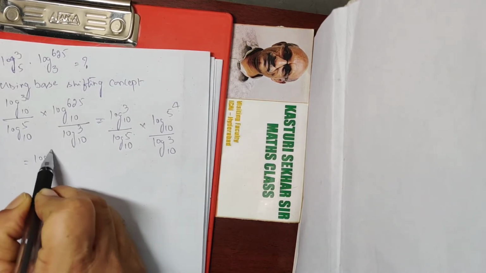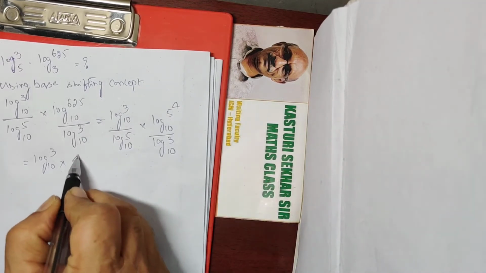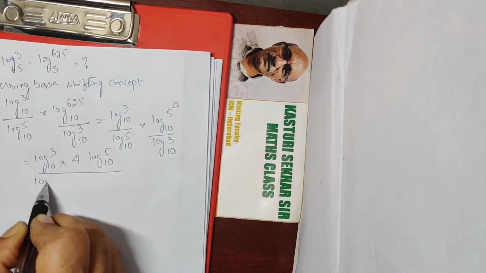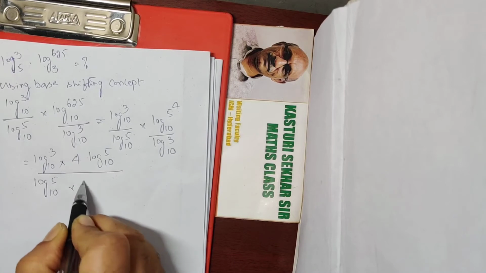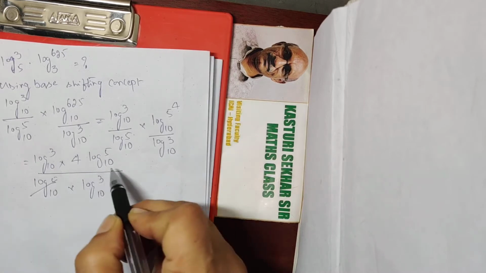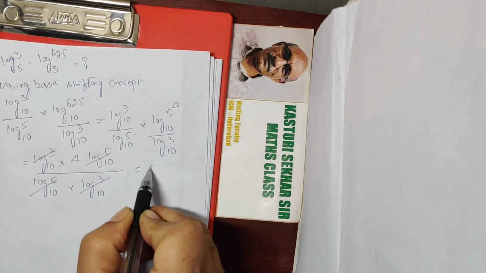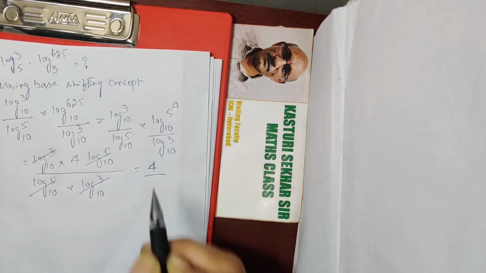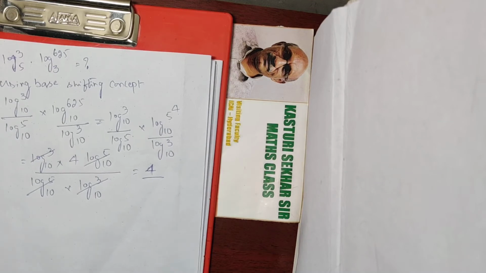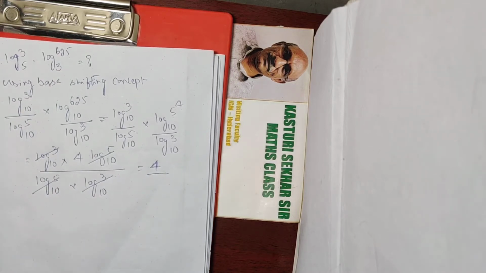This is equal to log 3 to the base 10 into, since log a power b can be written as b log a, 4 log 5 to the base 10, divided by log 5 to the base 10 into log 3 to the base 10. Log 5 to the base 10 cancels, log 3 to the base 10 cancels, leaving with 4. This is the answer to the given question.